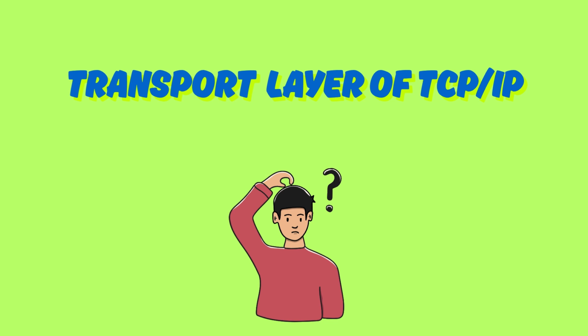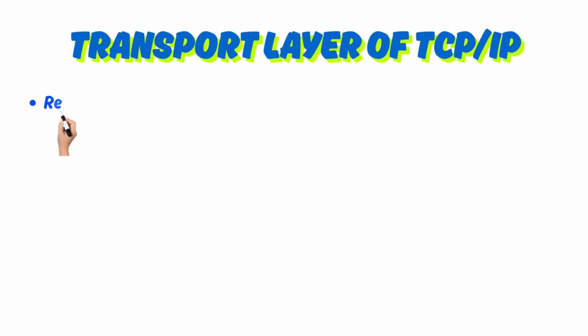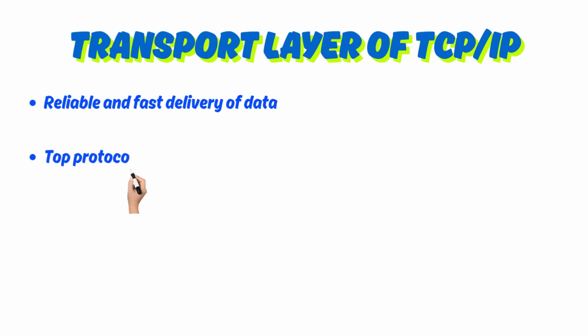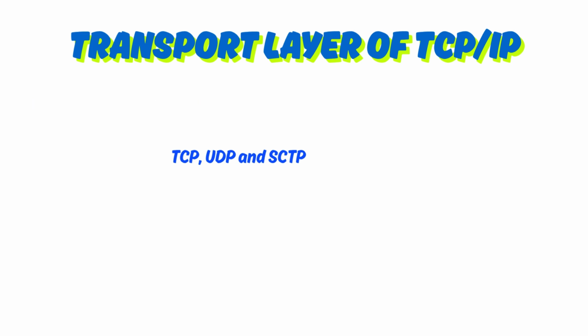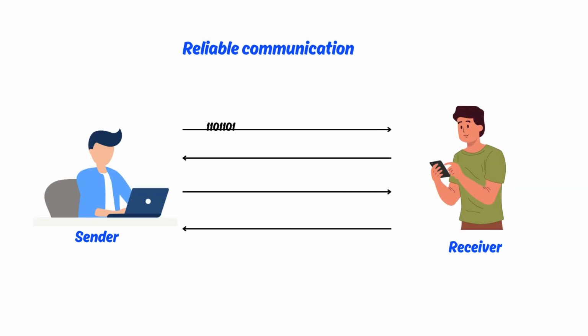The transport layer is the second layer in the TCP/IP protocol suite. This layer ensures reliable or fast delivery of data. The top protocols operating at this layer are TCP, which is Transmission Control Protocol, UDP, User Datagram Protocol, and SCTP, Stream Control Transmission Protocol. This layer, with the help of Transmission Control Protocol, makes sure your communication is reliable. It is like sending a registered letter.